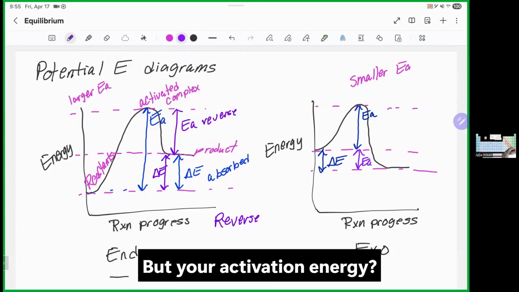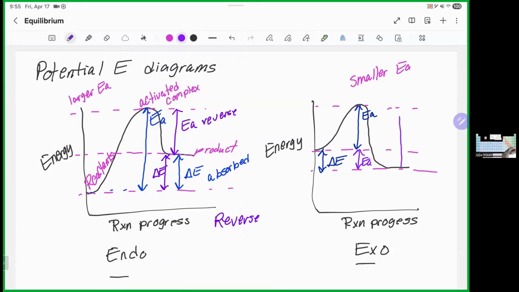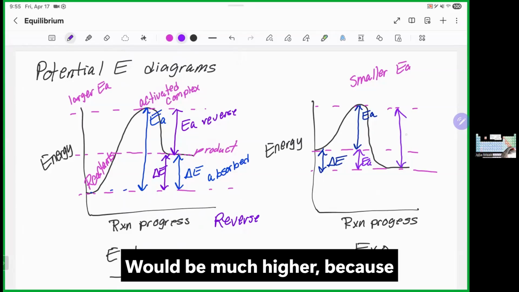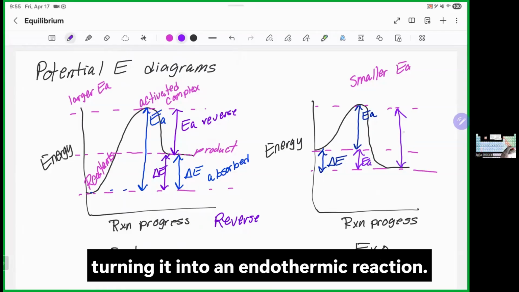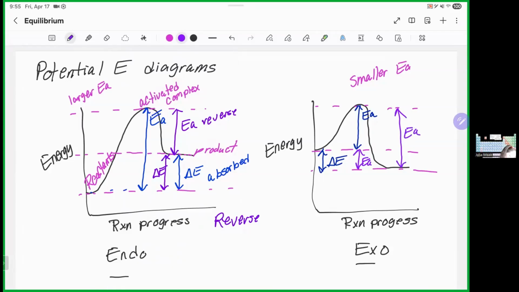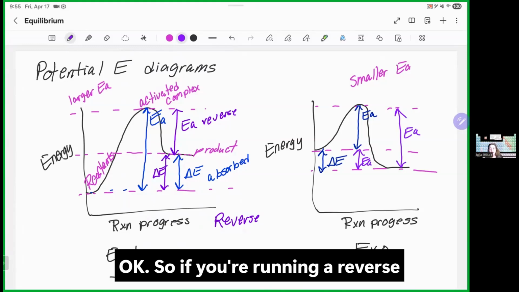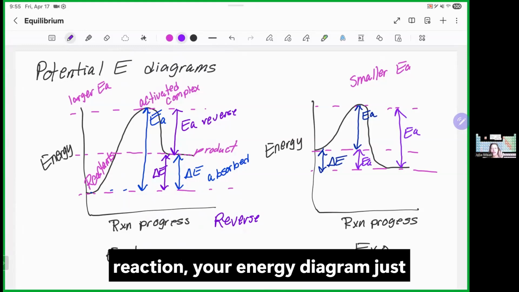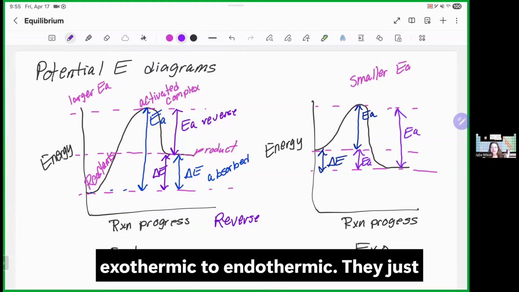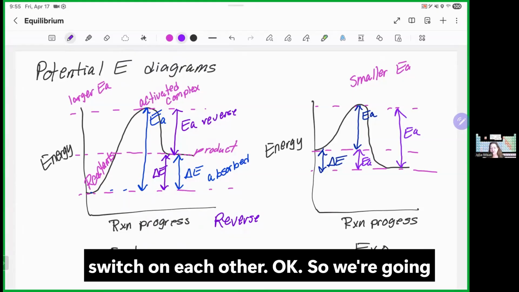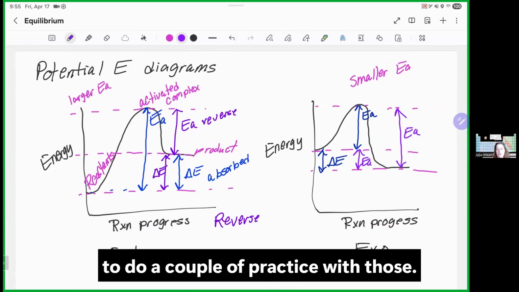But your activation energy would be much higher because now you are reversing the reaction, turning it into an endothermic reaction. Okay. So if you're running a reverse reaction, your energy diagram just reverts from endothermic to exothermic or exothermic to endothermic. They just switch on each other. Okay, so we're going to do a couple of practice problems with those.